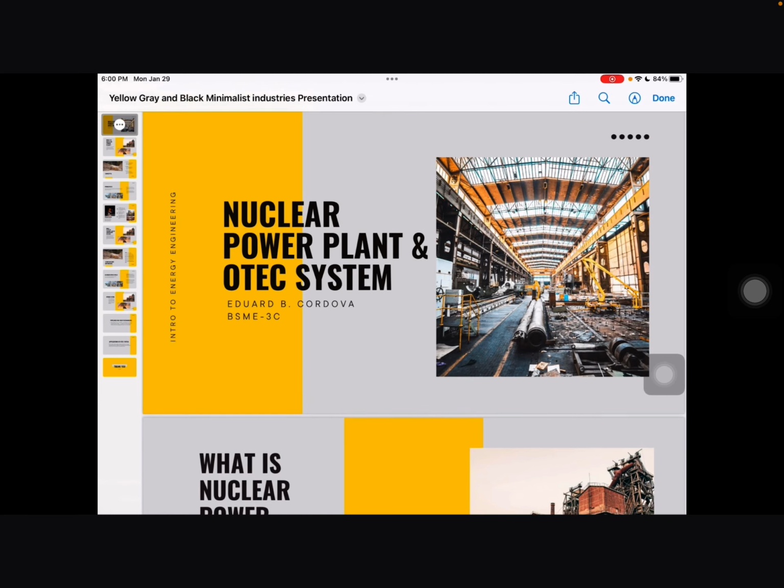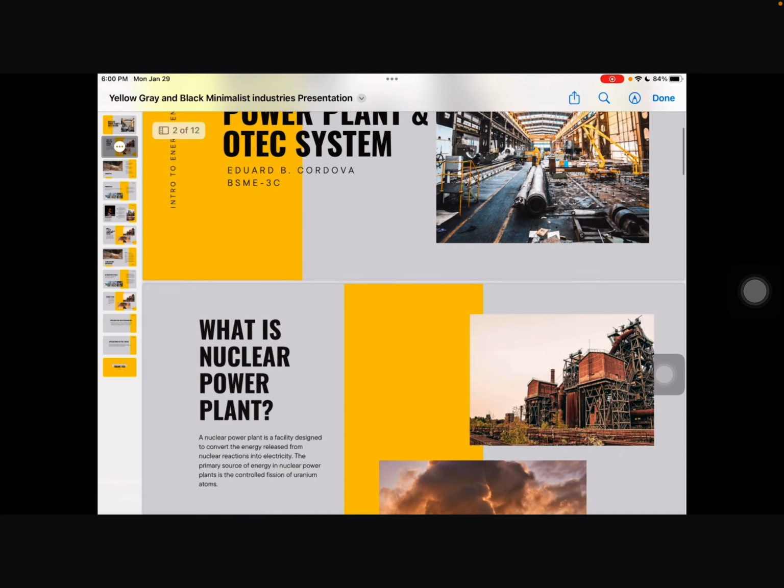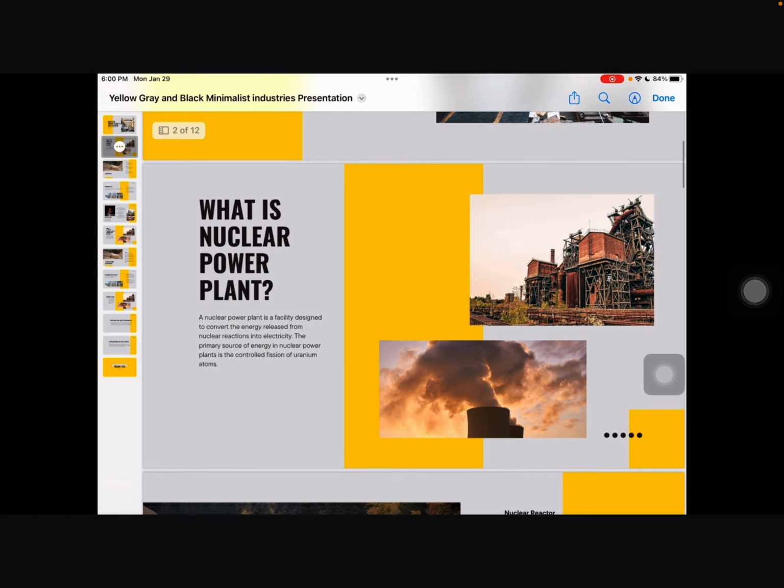For the topic today, this is all about nuclear power plant and ocean thermal energy conversion system. So what is nuclear power plant? Nuclear power plant is a facility designed to convert the energy released from nuclear reactions into electricity. The primary source of energy in nuclear power plants is the controlled fission of uranium atoms.